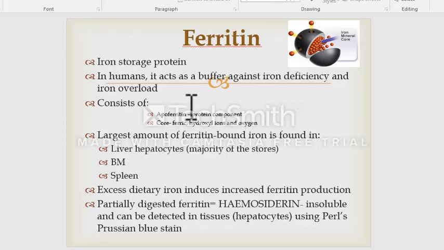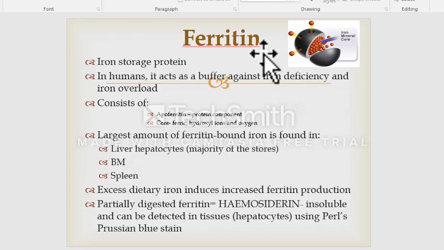Ferritin is the combination of a protein which is known as apoferritin, which is the protein component like this one, while the core contains iron plus hydroxyl ion and oxygen. So combinedly this is known as ferritin. Ferritin is mainly present in the liver, in the hepatocytes, in the bone marrow, in macrophages and in erythroblasts, while in spleen there are also macrophages, and iron is also stored in the macrophages in the form of ferritin.